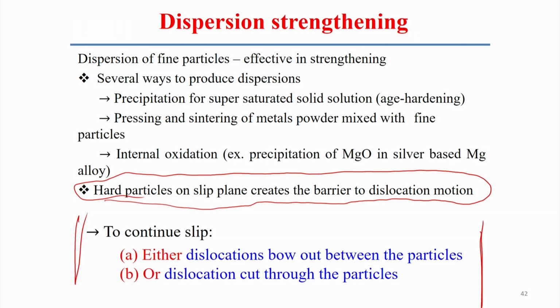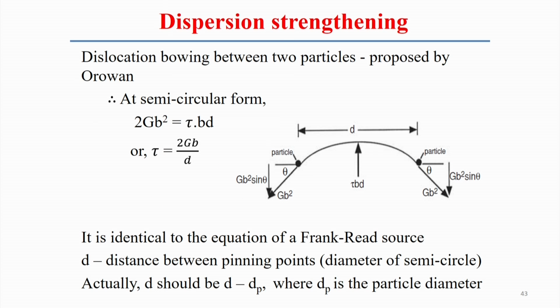So first we will try to look into the mechanism, or typical conditions, where the dislocation bows between the particles. Dislocation bowing between two particles, the mechanism is proposed by Orowan. We have already discussed the mechanism, but here we will modify it a little bit to fit the analysis of the dislocation bowing in the presence of the particles.